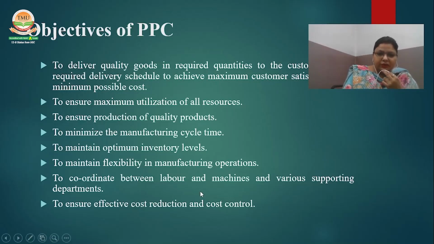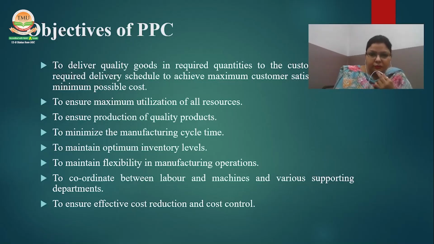Next is to ensure effective cost reduction and cost control. Here it is necessary to reduce the overall cost, or how to minimize the overall cost of production, how to minimize the cost of labor or raw material or inventory. Each and every department has some kind of cost, as we have discussed in another chapter regarding the cost, and how to control and how to reduce these costs.